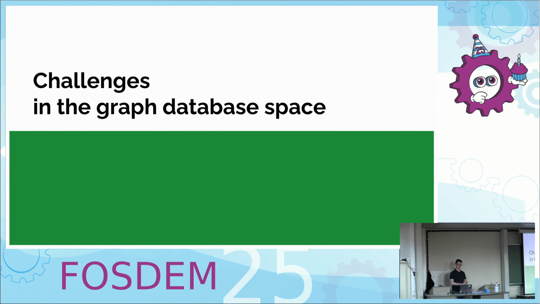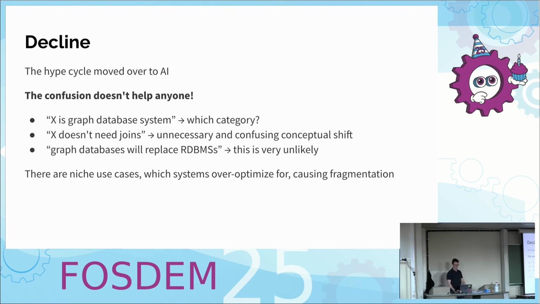So what are the challenges in the graph database space? Well, there is a big decline. I don't think that needs to be denied. The hype cycle has moved over to AI technologies, and I think there is a huge amount of confusion. I'm trying to reduce the confusion a bit by setting these categories. But when vendors go out saying, we are a graph database, you don't need joins, and we will replace all relational systems, I don't think that does anyone any good. I don't think anyone is seriously saying anymore that graph databases will replace relational systems.